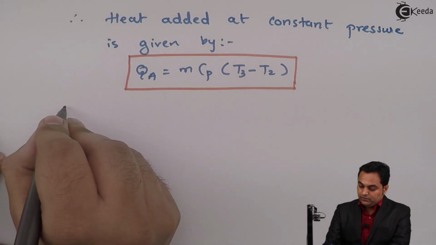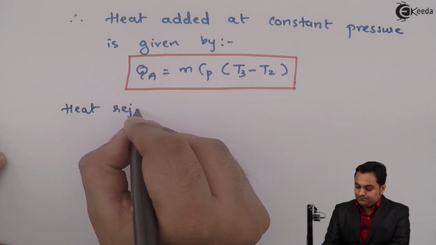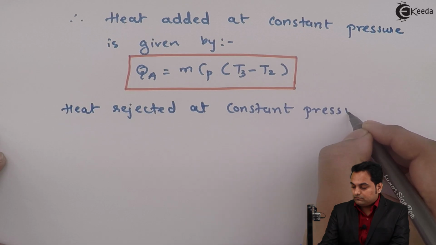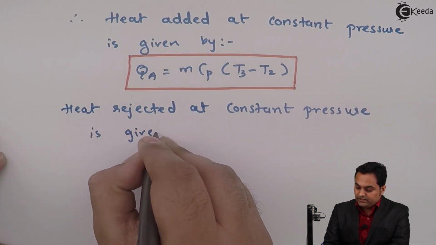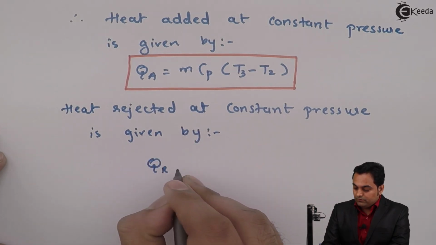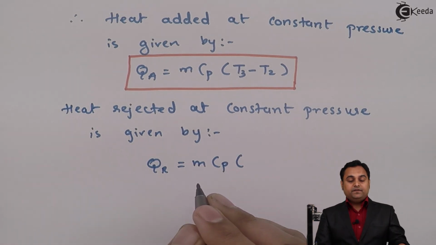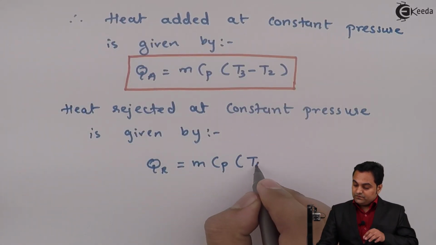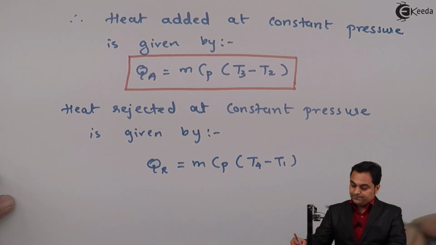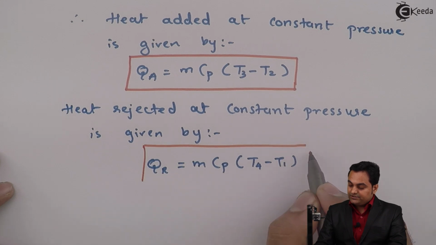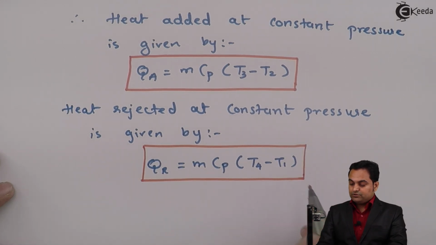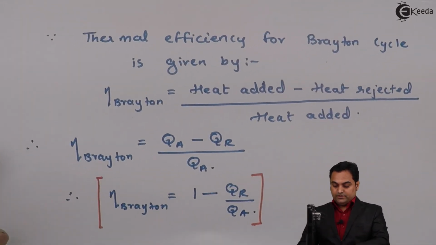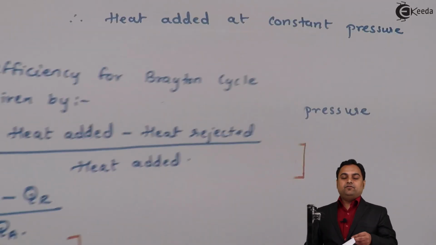And then heat rejected at constant pressure is given by Q suffix R is equal to MCP. Heat is rejected from 4 to 1, that is T4 minus T1. So this is the formula of heat rejected, and since the heat added and heat rejected are both at constant pressure, the Brayton cycle is also called a constant pressure cycle. And once we know heat added and heat rejected, we can put their values in this formula of efficiency of the Brayton cycle and get the answer for the efficiency of the Brayton cycle.